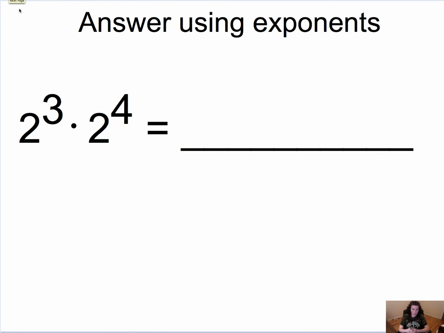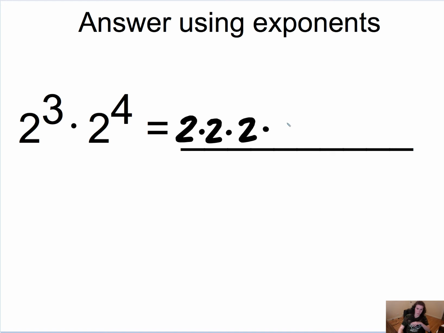Normally you could just type this in your calculator and get a numerical answer. However, they want us to answer this problem with exponents. So let's talk about what this really means first of all. We have 2 to the third power, which means you are taking the number 2 and multiplying it by itself 3 times. 1, 2, 3. Then we're multiplying that by 2 to the fourth power.